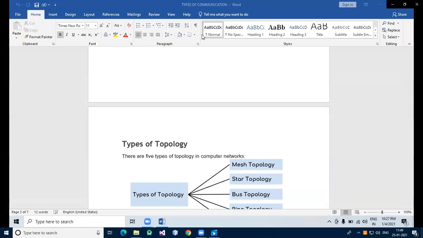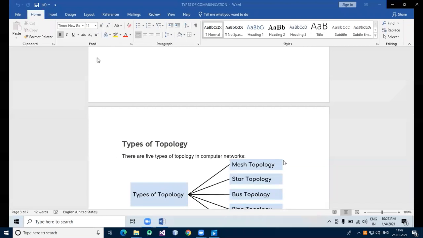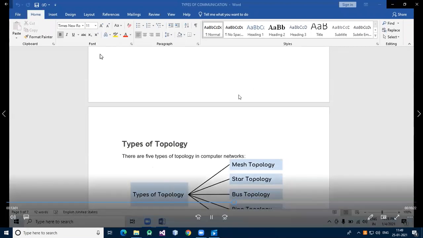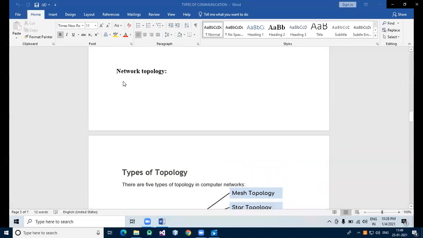There are two possible ways to connect a device. So what are the possible ways? Point to point and multi-point connection. Now what happens in point to point? Point to point connection provides a link with two devices. Point to point means one link connects two devices, right?